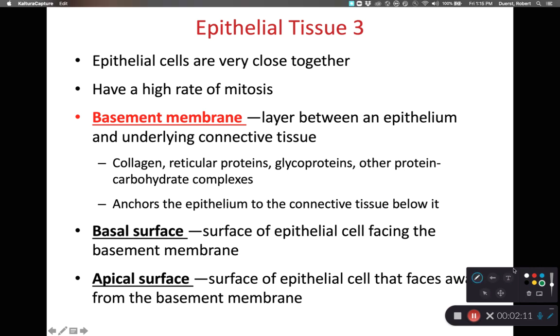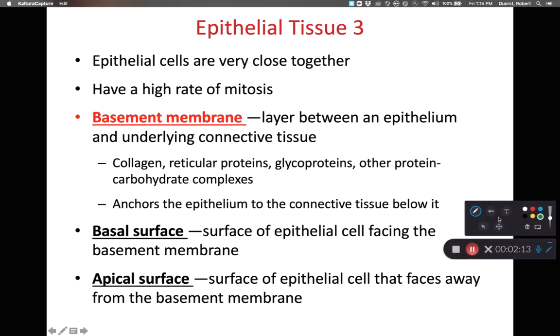As we look at epithelial tissues, they are very close together. There's almost no extracellular matrix. They're also, because they're typically going to be exposed to some kind of a cavity or external environment, going to have a very high rate of mitosis. Epithelial tissues are going to have three characteristics present for all epithelial tissues. They include the basement membrane, the basal surface, and the apical surface.